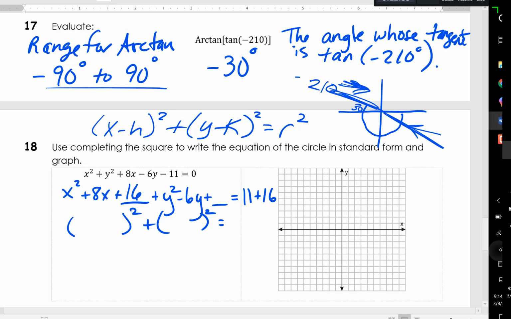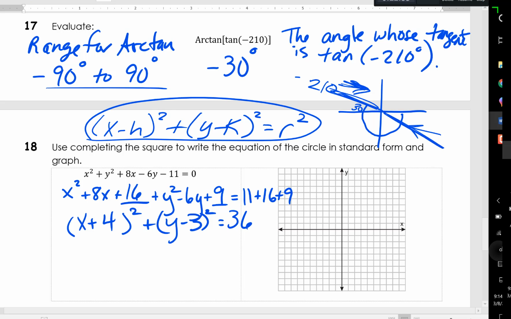Then y squared minus 6y, you take half of 6, which is 3, and you square it, and that's 9. You have to add it to both sides of the equation because those are the rules. So this will give you x plus 4 quantity squared, y minus 3 quantity squared, and then on the right side you have 27 plus 9, 36. All right, so it's in the standard form now.